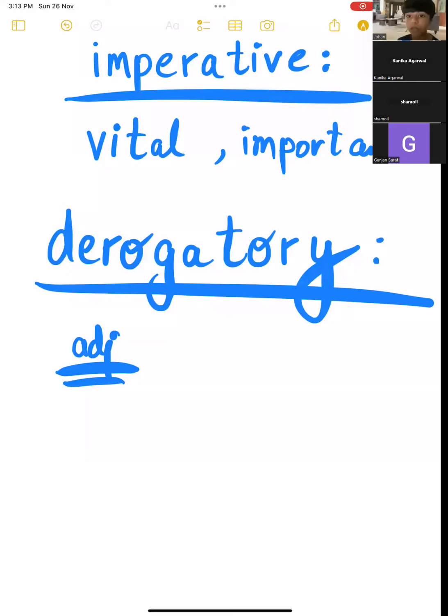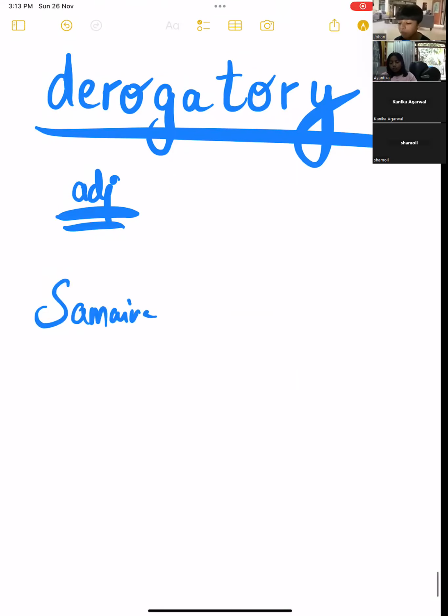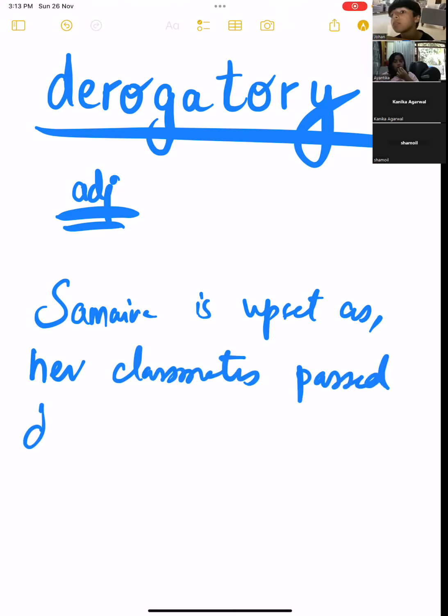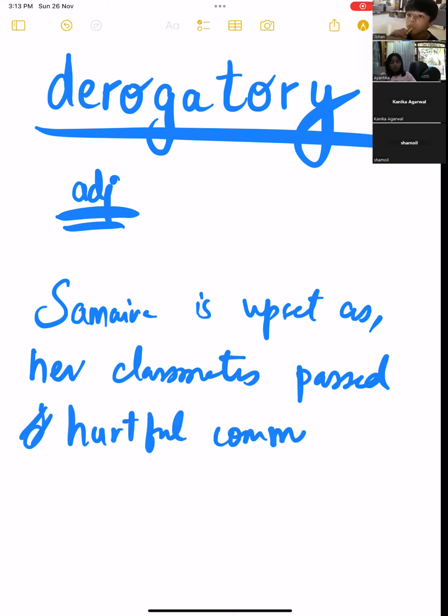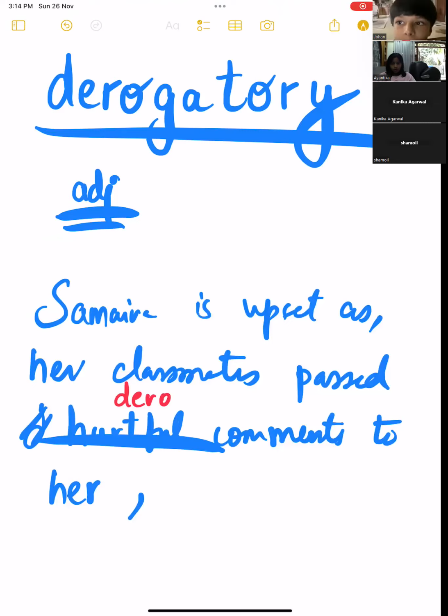If someone has been mean to you and they have passed some hurtful comments, so instead of saying that Samaira's classmates passed hurtful comments to her, instead of hurtful, I'm just going to strike it off and I'm going to write derogatory. Did you understand how to use derogatory in a sentence?